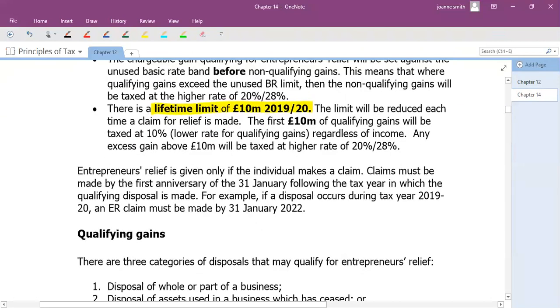There are some criteria that you have to meet. So you do have to make a claim by the individual. We've got some dates here. So it must be made by the 1st anniversary of the 31st of January following the end of the tax year in which the disposal is made. So we've got an example there that if you're using the current year that you're going to be examined in, 1920, then you've got till January 22 to make that claim.